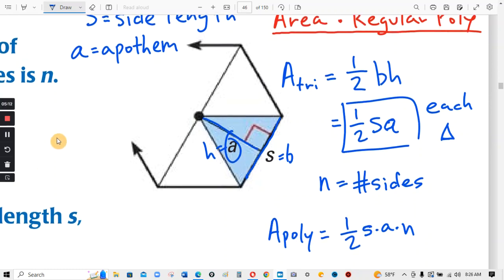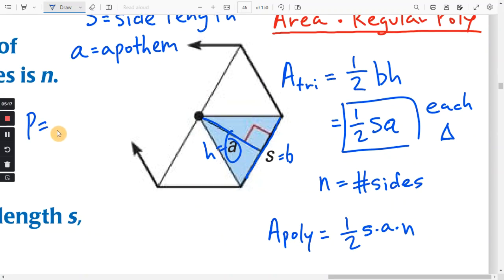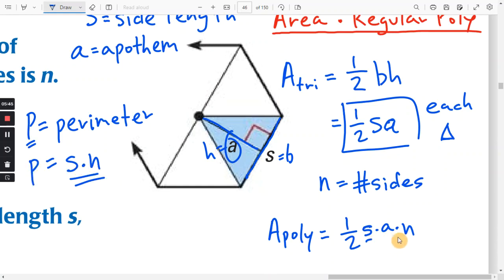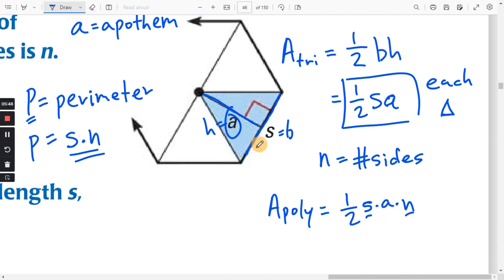Now, to find the perimeter P, what you would do is multiply each side length times the number of sides. So that's just going to be S times N. Each side length times the number of sides. So S times N can be replaced with P, perimeter, because the perimeter is S times N. So instead of S times N, we're going to replace that with P.